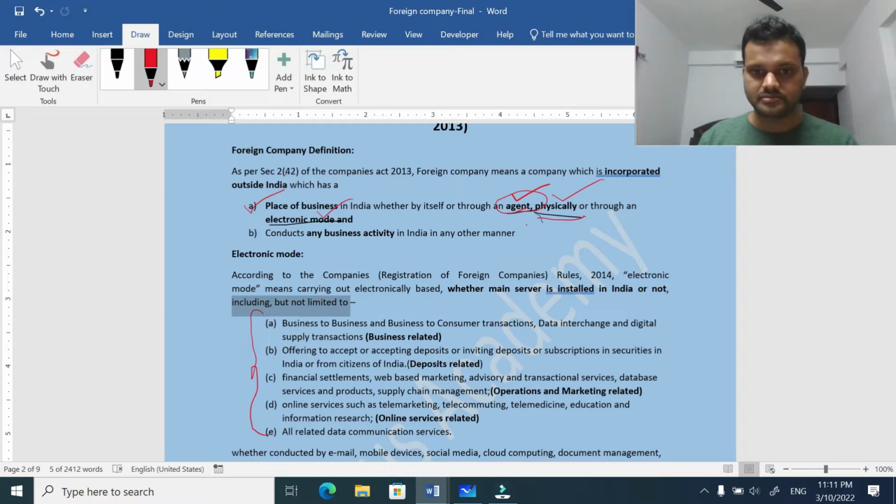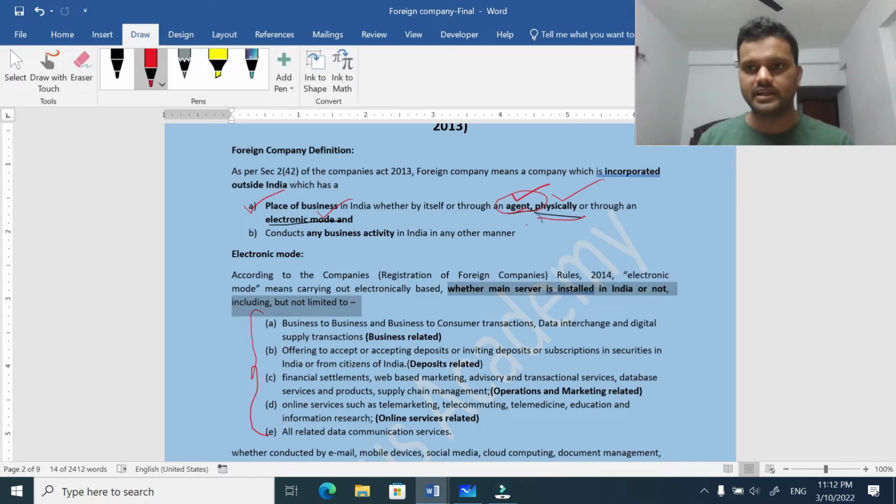Just go through once. One of the important points here is whether the main server is installed in India or not. According to the Registration of Foreign Companies Rules 2014, electronic mode means carrying out electronically based business, whether the main server is installed in India or not, including but not limited to all of the below. For example, the server is located in France, and he is doing business from Canada, and doing business with India. Will that be a foreign company? Yes. So the location of the server doesn't matter.